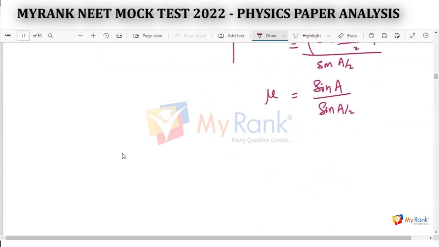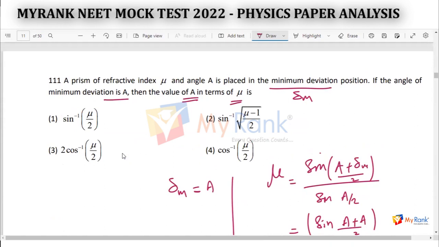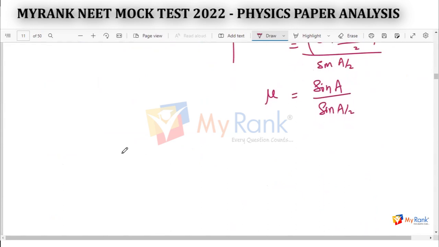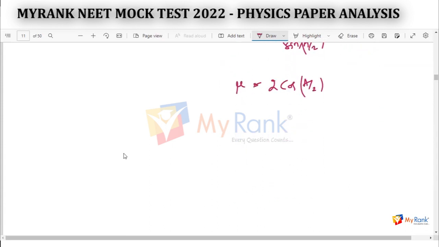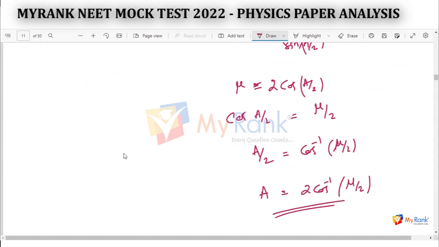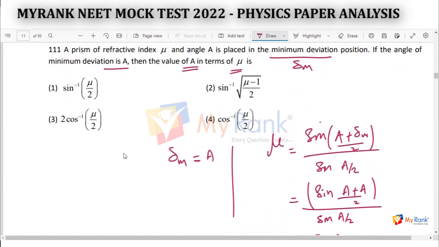Thereafter, if you see the options, sine inverse mu by 2, sine inverse mu minus 1, like that, different cos and sine values are given. So we have to write this in terms of cos. Sine A can be written as 2 sine A by 2 into cos A by 2, students. So sine A by 2 gets cancelled. So 2 cos A by 2 is equal to mu. So cos A by 2 is nothing but mu by 2. A by 2 is cos inverse of mu by 2. A is nothing but 2 cos inverse mu by 2. See the options for the correct option. There it is, our third option.